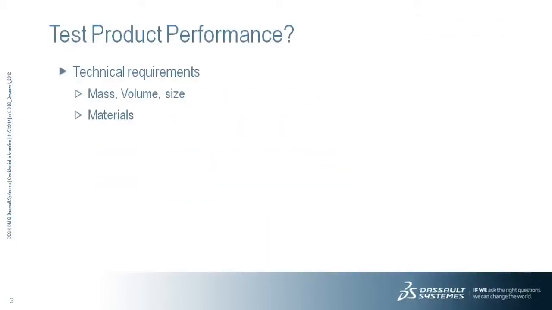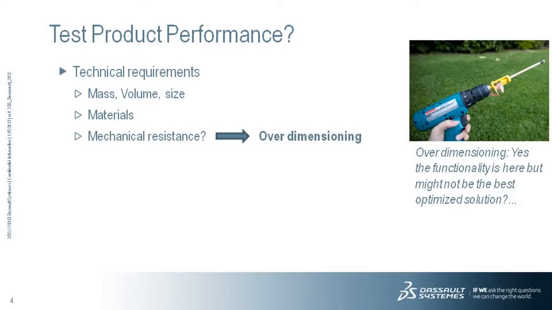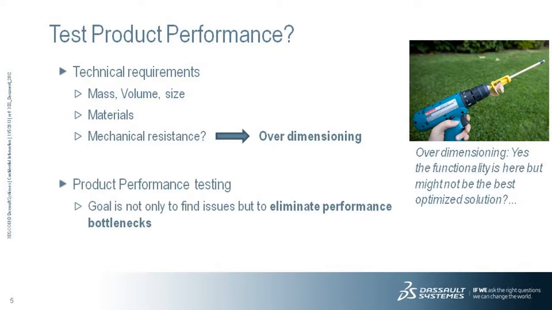Of course, it is a given that product engineers have to make sure that the product meets its technical requirements. That's part of the job. But often, this is understood as requirements based on geometrical criteria such as mass, volume, size, or on material criteria. The mechanical resistance of the product is often resolved with over-dimensioning. But over-dimensioning leads to profit loss and products which are not optimized to reach or keep new markets. And this is really what virtual product performance testing is all about.